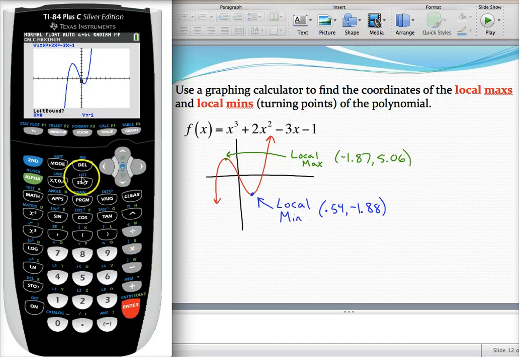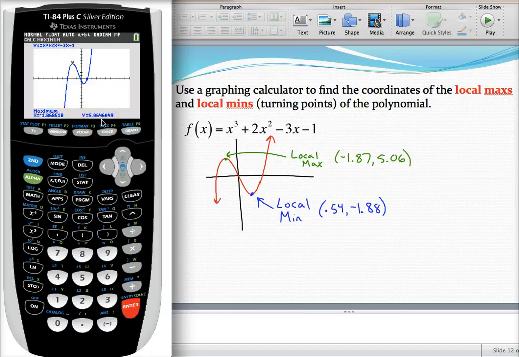So select maximum. They're going to ask you those 3 questions: left bound, right bound, and guess. This is not where you can just go close to it and press enter 3 times. Instead, take your cursor and move it to the left of that maximum point. So that's fine. Press enter. You'll see an arrow or a line pop up. Then they'll ask you to go to the right of it. So move over here to the right of that maximum value somewhere. That should be good. Press enter, and for guess, just press enter a 3rd time. And there we go. It'll calculate the maximum value.